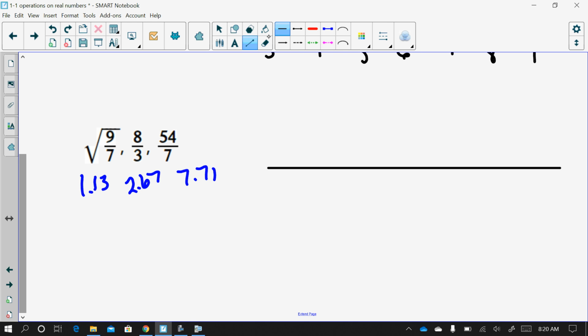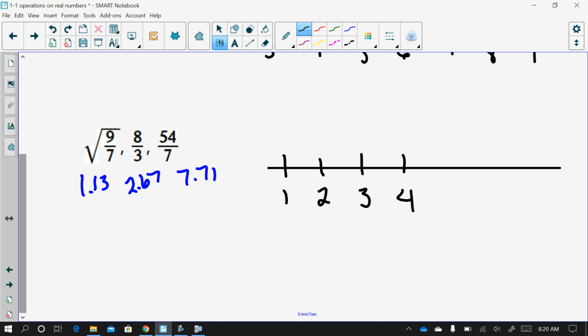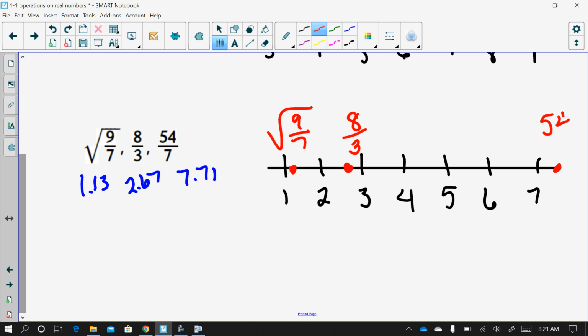I'm going to go by ones again, probably because those are awful close together. 1, 2, 3, 4, 5, 6, 7. 1.13 would be about right here, so square root of 9 over 7. 2.67, so that's 8 over 3. And 7.71 would be 54 over 7. And that's how you do those.